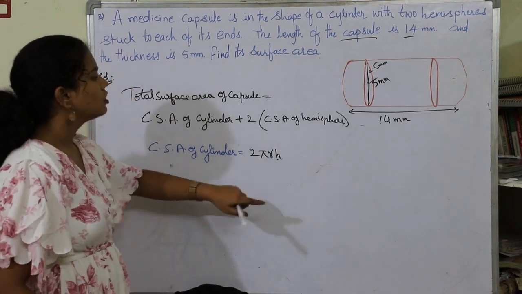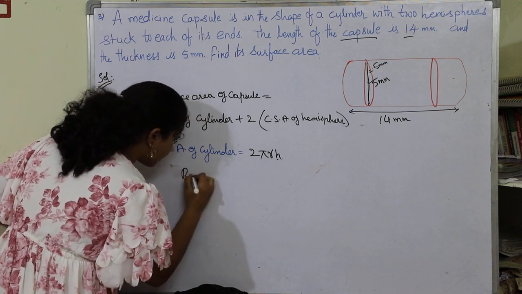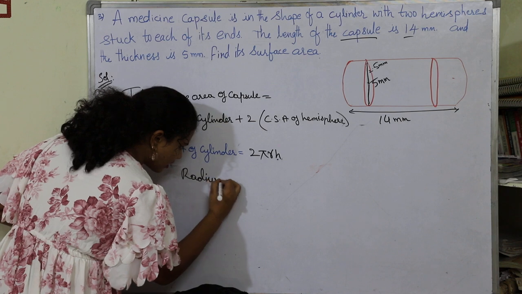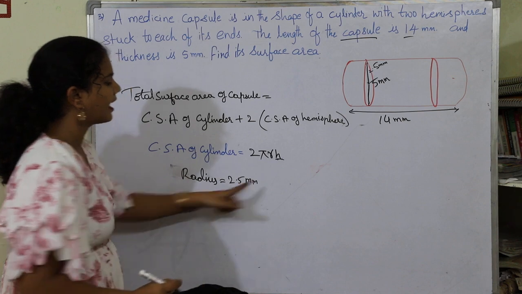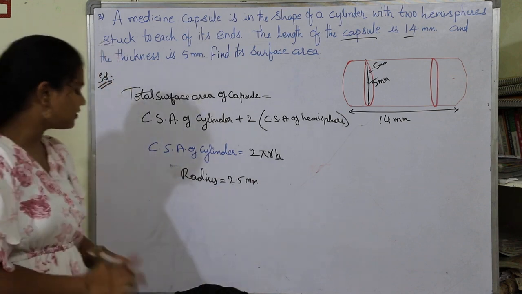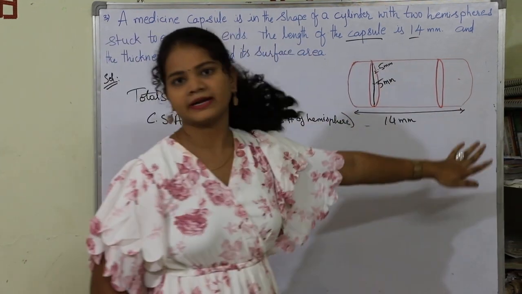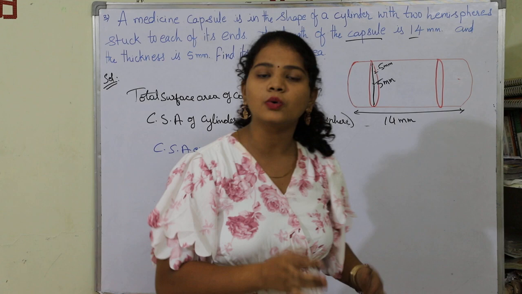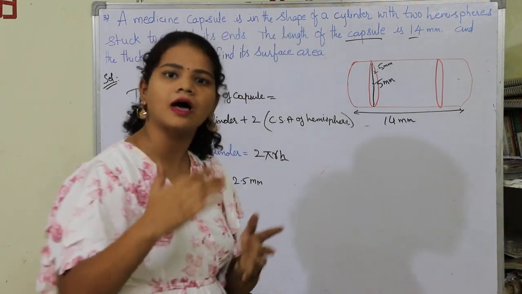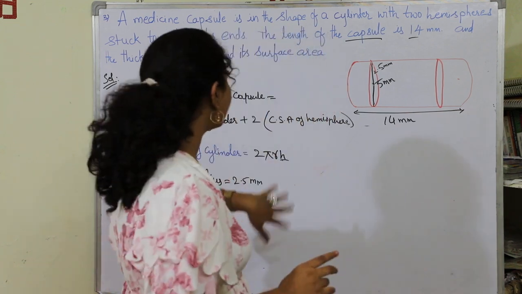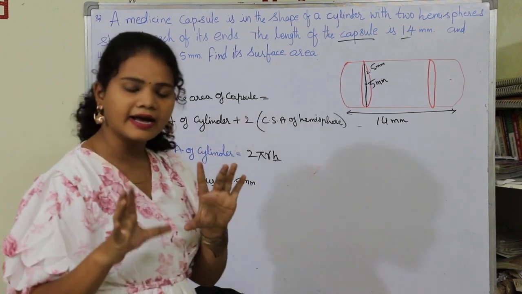Now what is the height of the cylinder? Where radius equals 2.5 millimeters, I need the height of the cylinder. To find it, they have given the length of the capsule, right guys? The length of the capsule includes the two hemispheres with the cylinder. But here I need the height of only the cylinder.